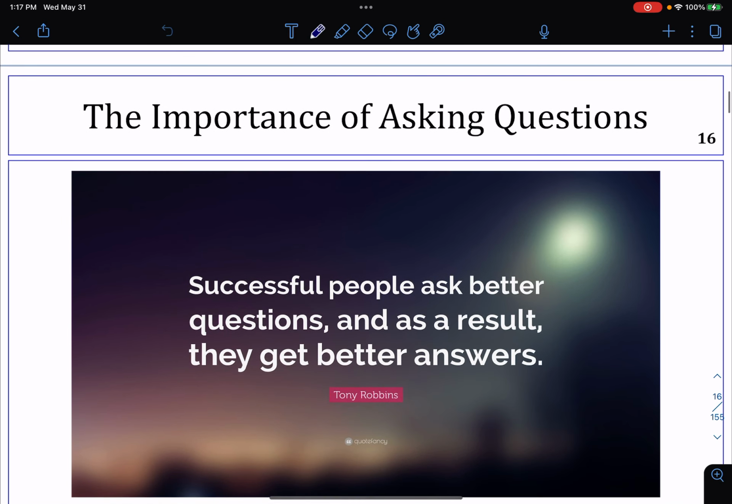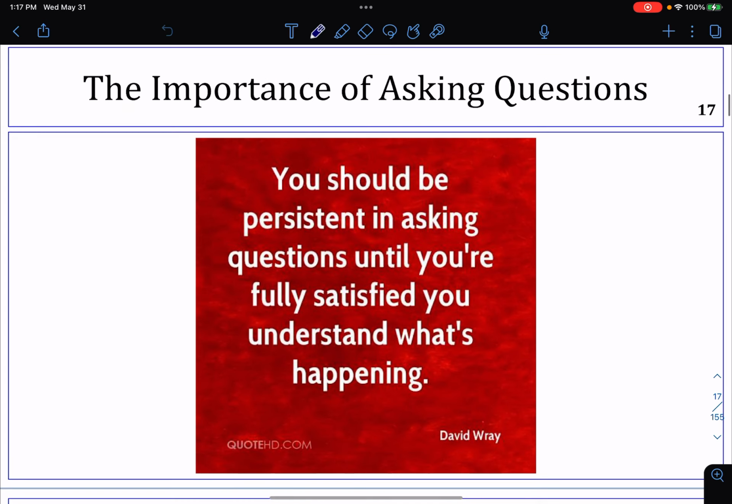So we'll talk more about hypotheses and the scientific method in a later lesson. But for now, I want you to know something. Chemistry is very difficult for most people, and it is very important that you ask lots of questions. This is because successful people ask better questions, and as a result, they get better answers. You should be persistent in asking questions until you are fully satisfied you understand what's happening. So don't be afraid to rephrase your question if you're not completely sure that you understand the answer.